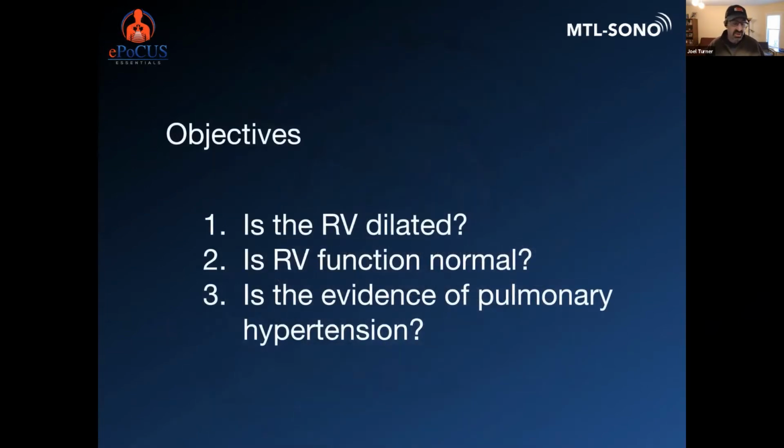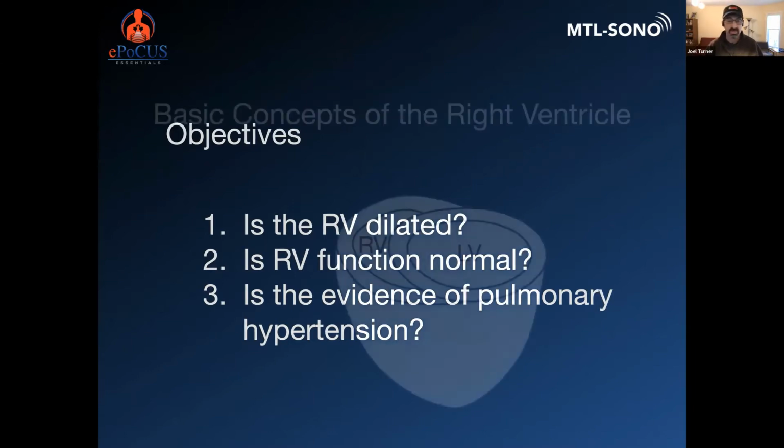So the objectives for the next 30 minutes are for you to understand how to ask yourself 3 questions about your patient. Is your patient's RV dilated? Is the RV functioning normally? And is there evidence of pulmonary hypertension? Those are the 3 main questions you want to ask yourself when you're assessing the RV.